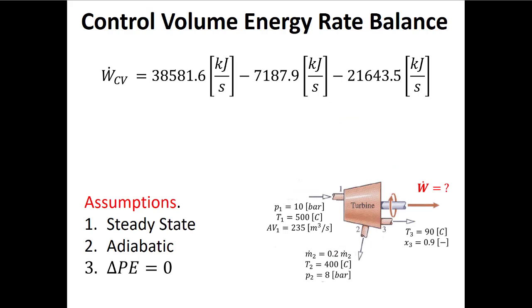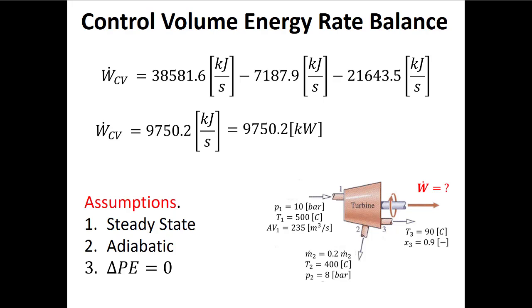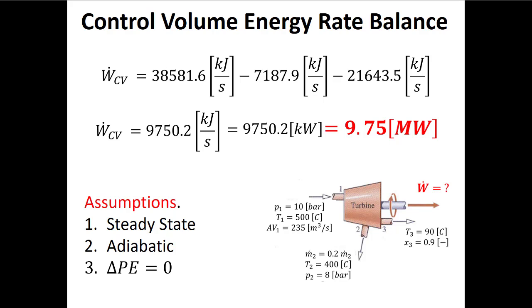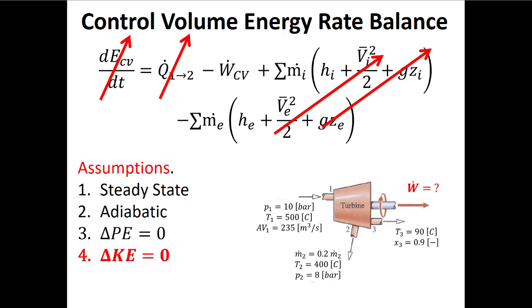So I get that the power generated by this turbine is 9,750.2 kilojoules per second, or kilowatts. So that's the same number in kilowatts. If I wanted to convert this to megawatts, then this is the beauty of the metric system. To go from kilowatts to megawatts, all I do is divide by 1,000. So this is 9.75 megawatts.